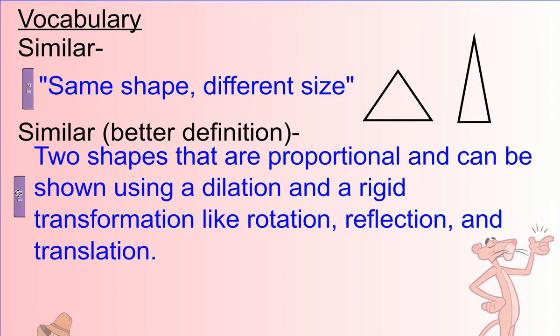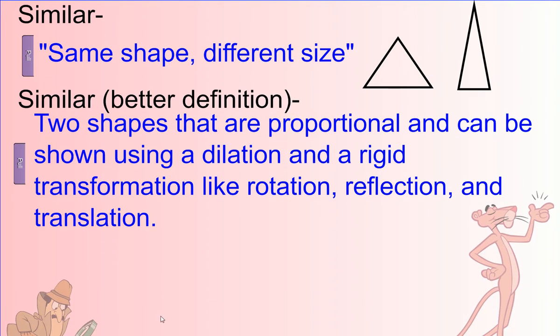So here we have: similar figures are two shapes that are proportional and can be shown using a dilation and a rigid transformation like rotation, reflection, and translation. So these similar figures happen if you have a shape. So let me get a shape here. And if I would take this and clone it, this shape is similar to the larger shape.